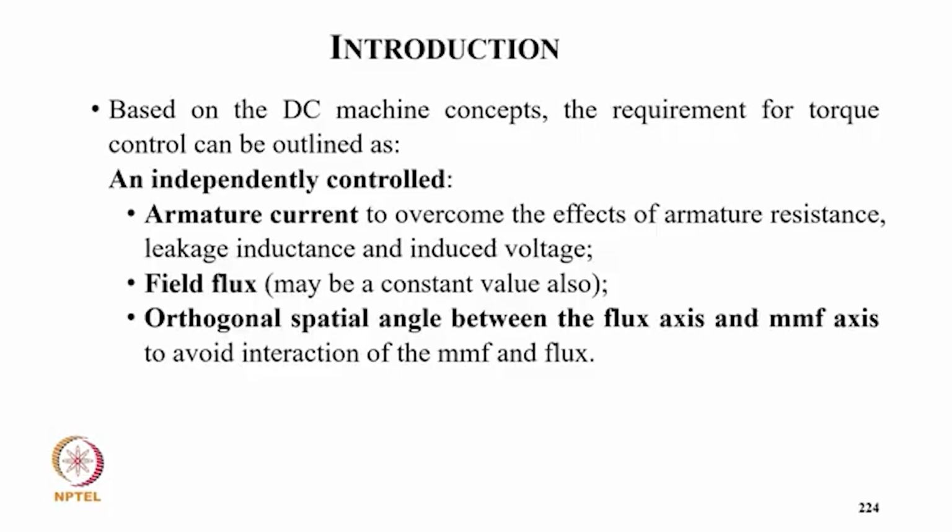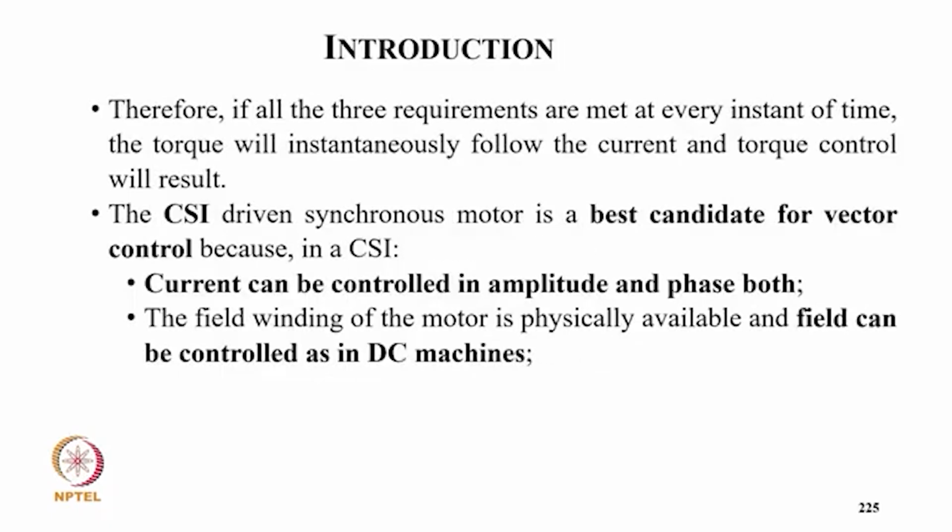Based on the DC machine concept, the requirements of torque control can be outlined as follows: an independent control of armature current to overcome the effect of armature resistance, leakage reactance and induced voltage; field flux maintained at a constant value; and an orthogonal spatial angle between the flux axis and MMF axis to avoid the interaction of MMF and flux. Therefore, if all three requirements are met at every instant of time, the torque will instantaneously follow the current, and torque control will result.